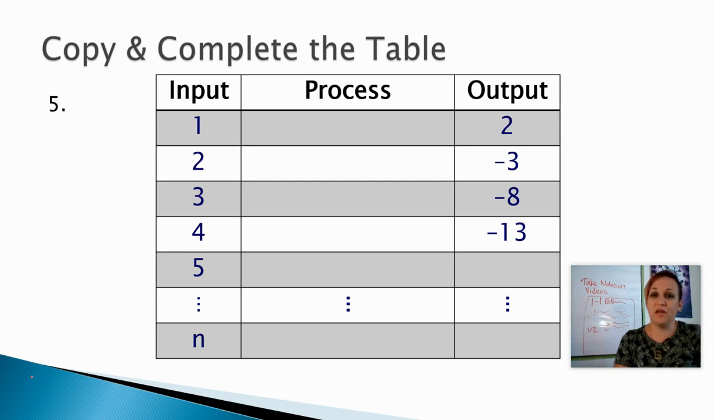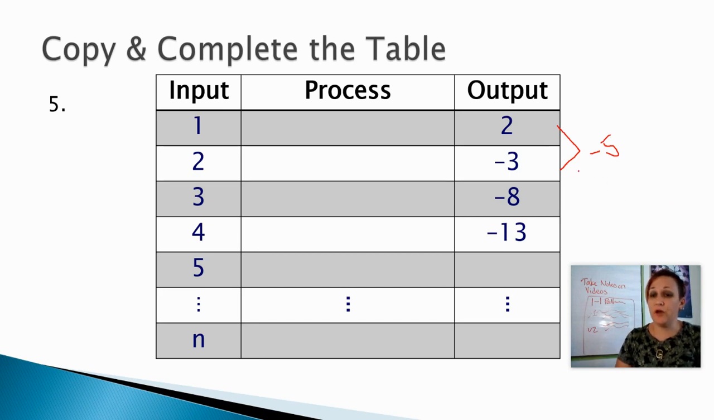So if you're looking at a table and you're just lost, like, I don't even know, I can't figure out what the pattern is, what I like to do next is ignore the input column and focus just on the output column. And I'm going to try to figure out what the difference is from one output to the next. Okay. So if I'm looking at my first one, 2 to -3, to get from 2 to -3, I had to subtract 5.